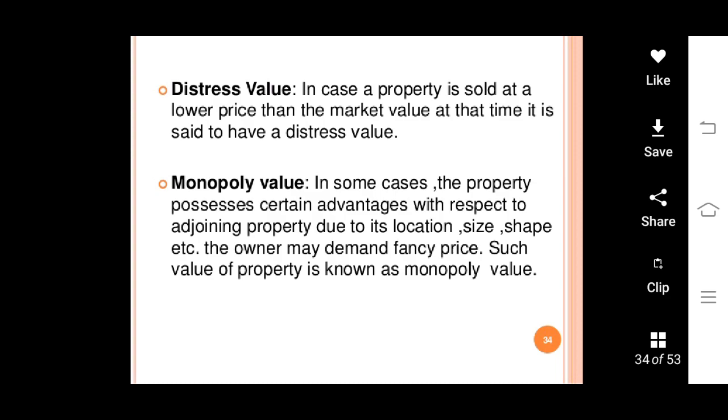Sometimes the property is the same as other properties having the same size or type, but due to some advantages from adjoining properties, or some development in the nearby area like malls, theaters, multiplexes, shopping complexes, or other facilities like gardens and basic amenities, the value of the property goes on increasing. This value is decided by the owner by his own mind only, and therefore it is called monopoly value.